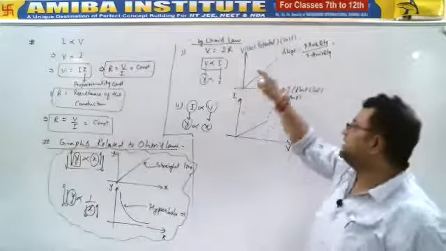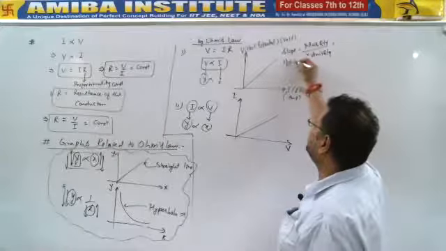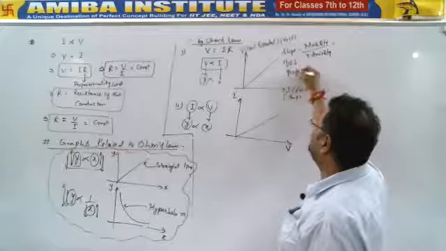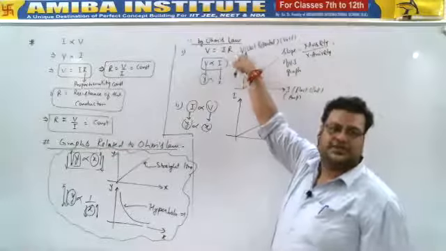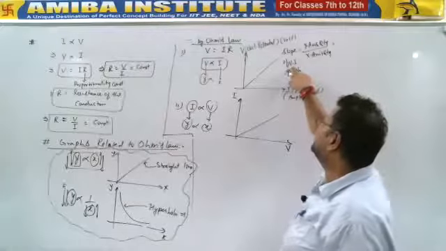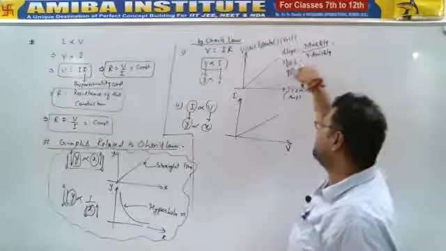For example, how do we read the VI graph? Whatever physical quantity is written on the y-axis, we write first, then whatever is written on the x-axis. So this is called the VI graph, and here, this is called the IV graph.